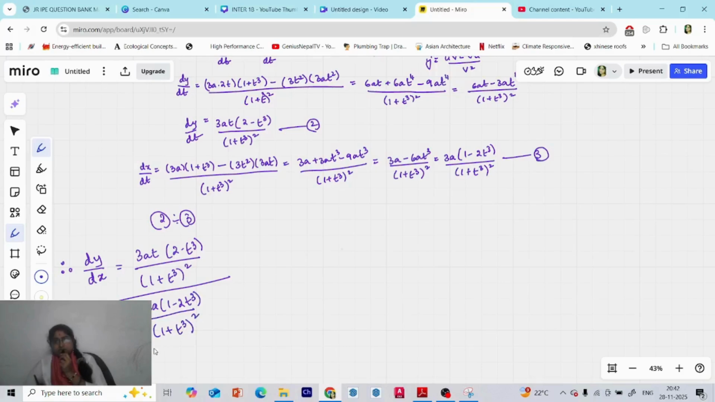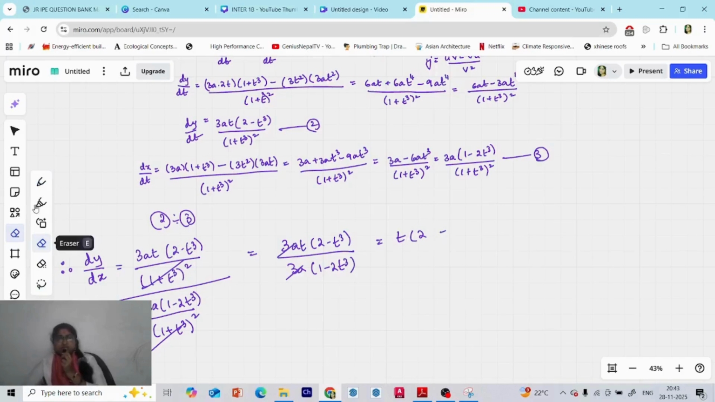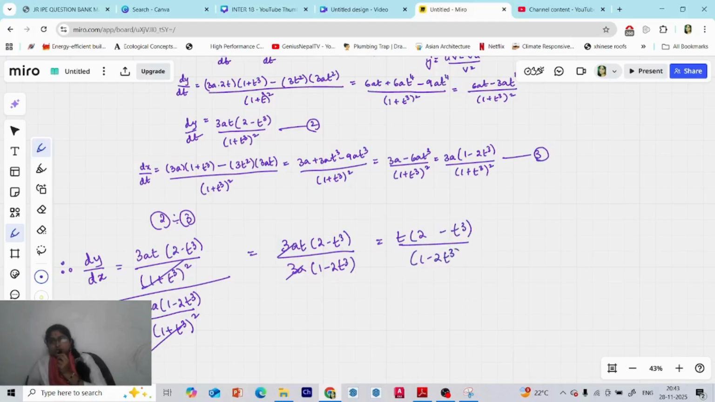So as you can see, the denominators are equal and that can be cancelled. So we are left with 3at into 2 minus t cube by 3a into 1 minus 2t cube. So 3a gets cancelled and we are left with t into 2 minus t cube, whole divided by 1 minus 2t cube, and that's our answer.